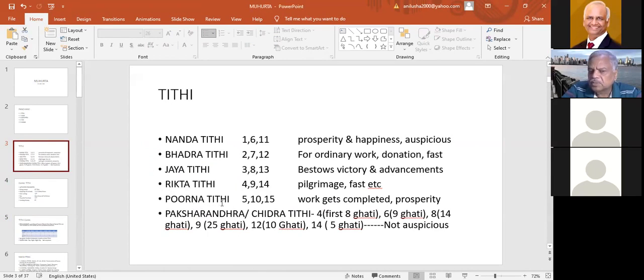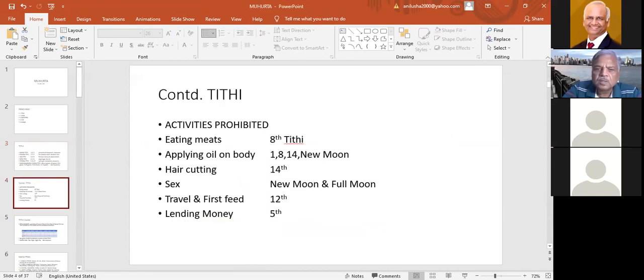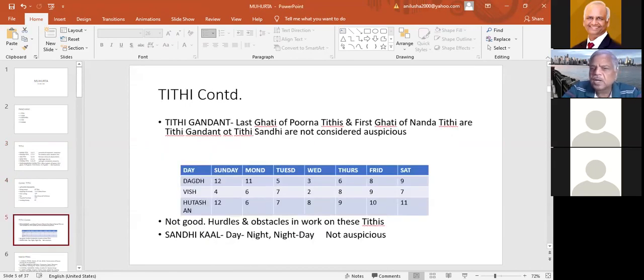So the last Ghati of Purna Tithi and the first Ghati of Nanda Tithi are known as the Tithi Gandant, or Tithi Sandhi, and that time is also not auspicious for any type of good work.